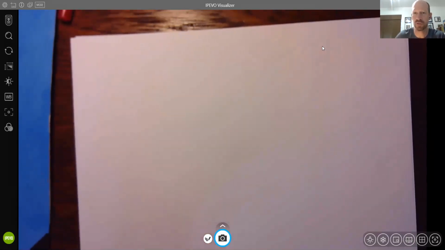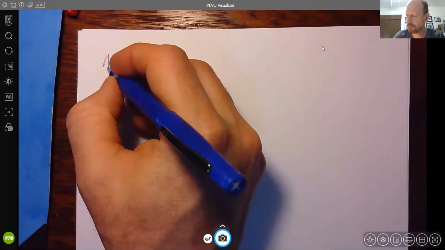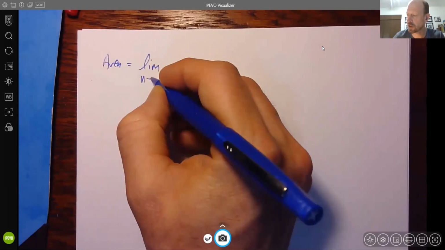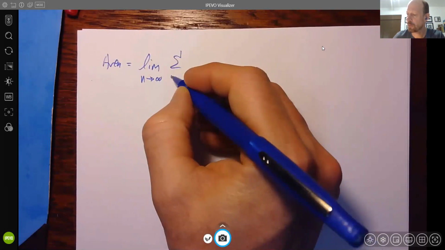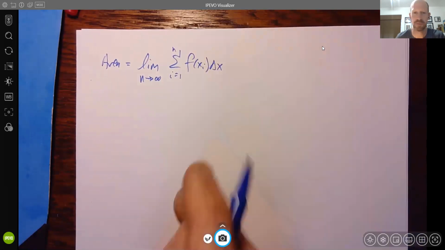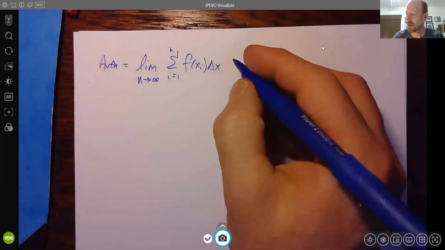So 5.1 was just what we talked about there, that the area is equal to the limit as n goes to infinity of the sum from i equals 1 to n of f of x sub i times delta x. And if you were here on Thursday, you should already have seen this about 10 times, right? And so that means it's really important. So you should probably write this down in your notes. This is the definition of what area is.